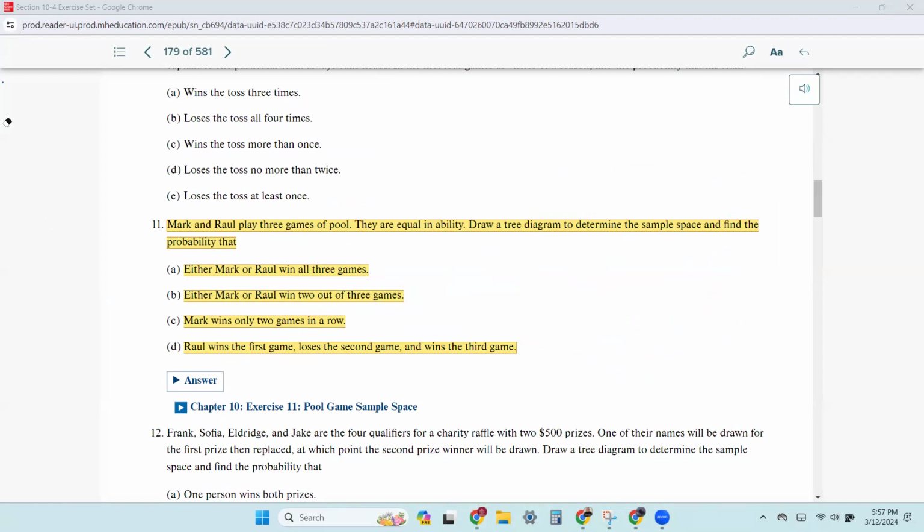All right, so it says Mark and Raul play three games of pool. They're equal in ability, so in other words, it's kind of a 50% chance of winning for each one, like a coin flip. Draw a tree diagram to determine the sample space and find the probability of each of these four things. So let's go ahead and see if we can do that.